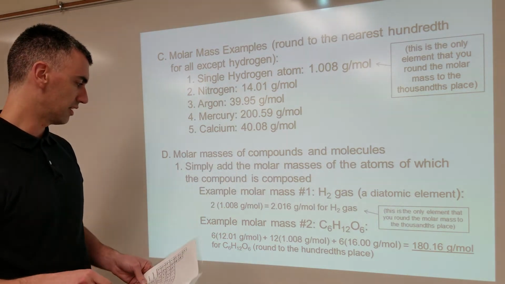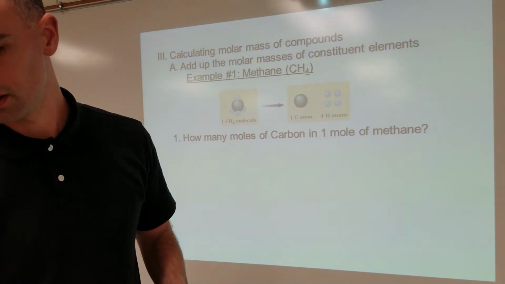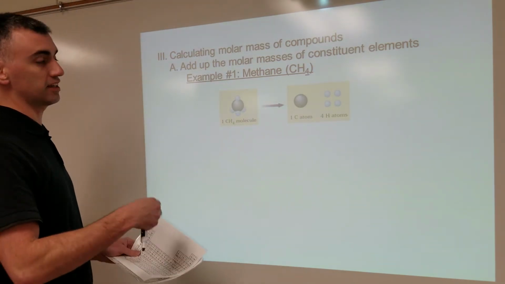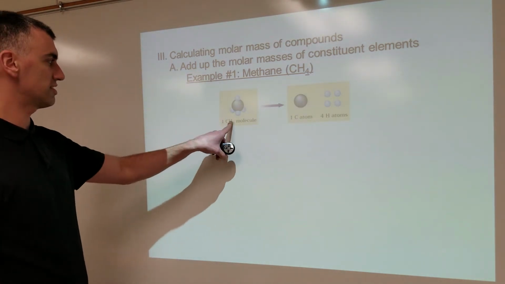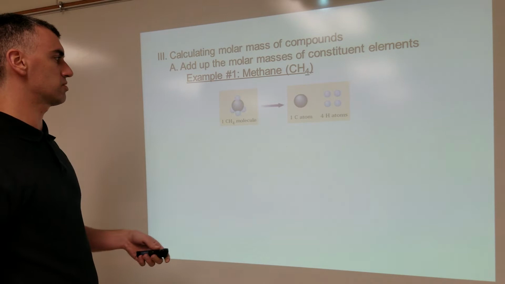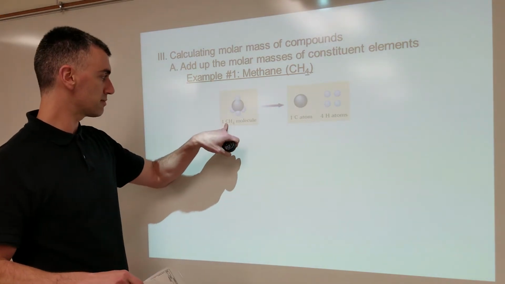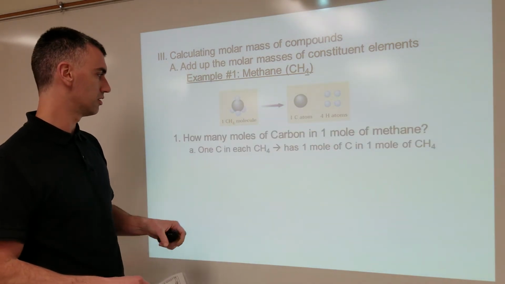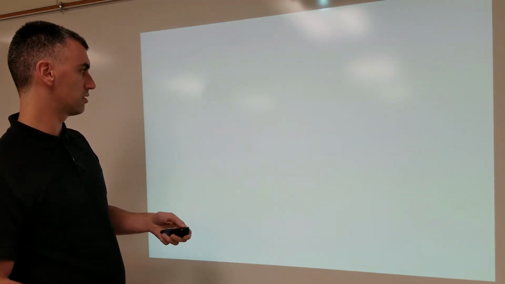So, given that, we can look at examples. For example, here we've got methane. CH4 is 1 carbon, 4 hydrogens. So what that means is, if I ask you what's the molar mass, you have to take 1 times the mass of carbon plus 4 times the mass of hydrogen, and that's what this is all about here.